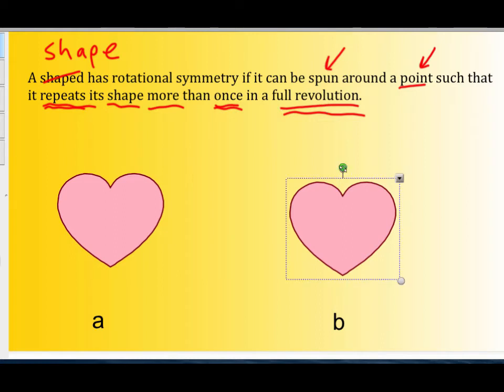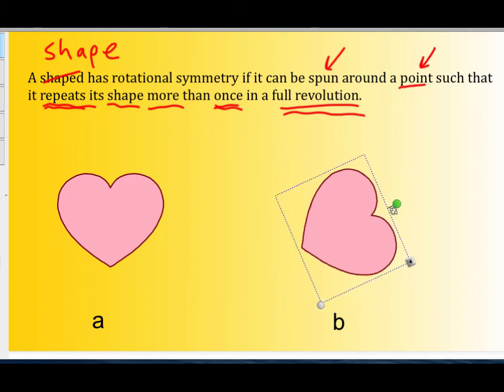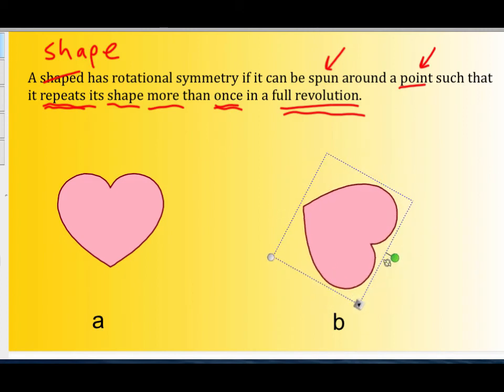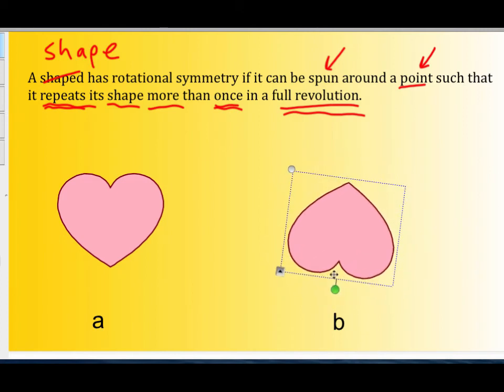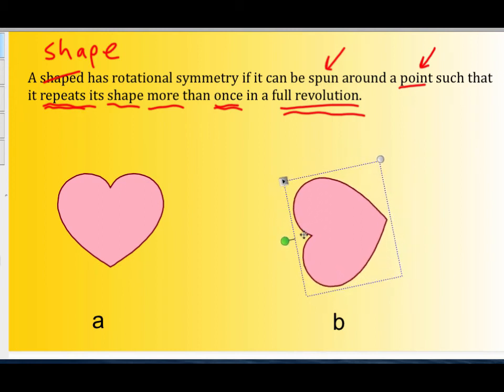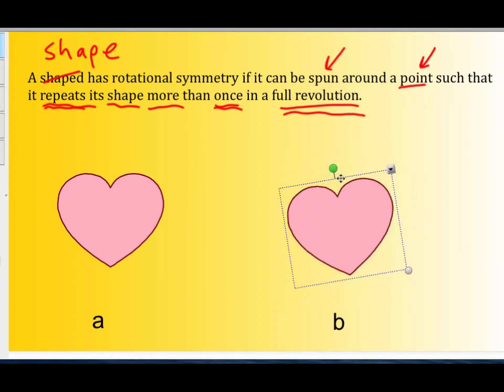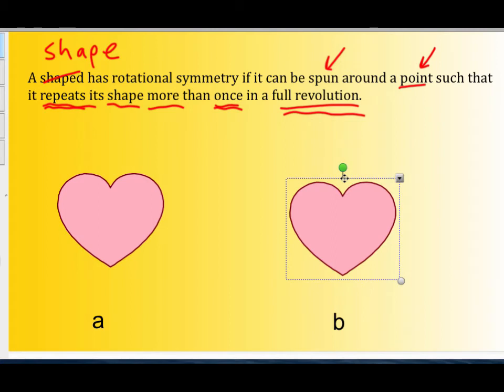It matches now, but that's at the beginning. Is it matching? No. Is it matching? No. It doesn't match. And it matches once in its full revolution, which is its original position. Of course, it's going to match. So again, we can say the love heart does not have rotational symmetry.